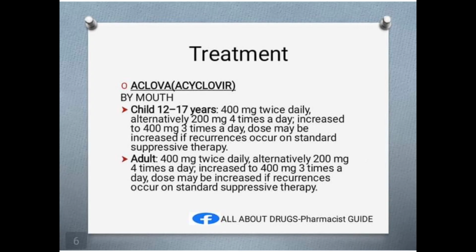The treatment of herpes simplex includes Zovirax. The generic is acyclovir. It is an antiviral drug. The dose by mouth for children 12 to 17 years is 400 mg twice daily, alternatively 200 mg 4 times a day, increased to 400 mg 3 times a day. The dose may be increased if recurrences occur on standard suppressive therapy. In adults, the dose is 400 mg twice daily, alternatively 200 mg 4 times a day, increased to 400 mg 3 times a day. The dose may be increased if recurrences occur on standard suppressive therapy.